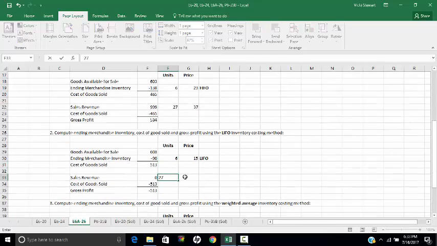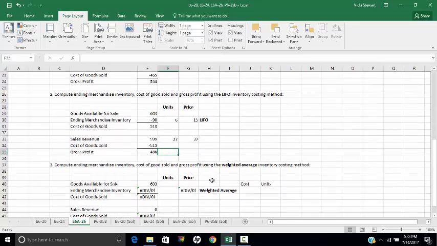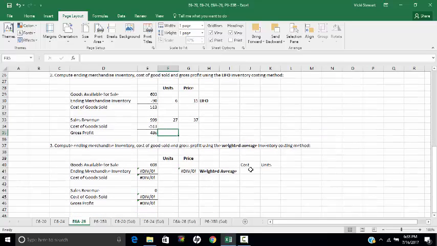We can get our sales revenue again at 27 units at $37 and subtract our cost of goods sold, and we get gross profit under LIFO of $486. The last part of the problem wants us to compute ending merchandise inventory, cost of goods sold, and gross profit using the weighted average inventory costing method.